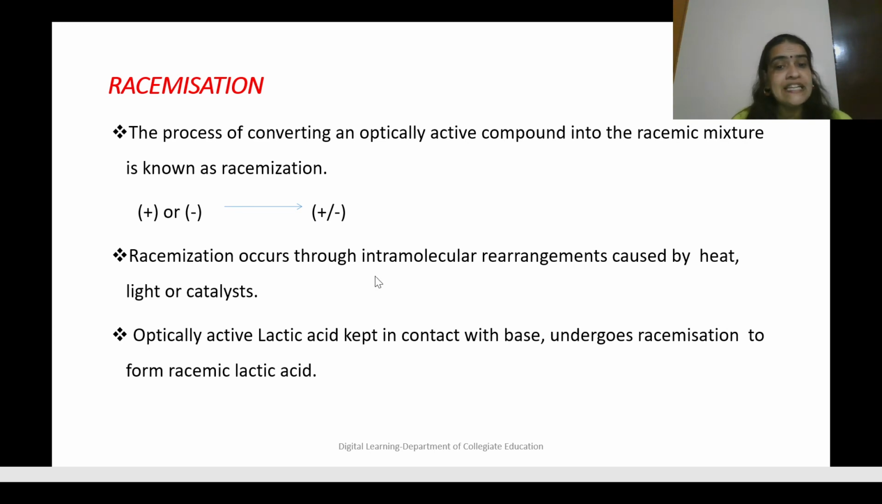Racemization occurs through intramolecular rearrangement caused by heat, light, or catalyst. How can we bring about racemization? Racemization can be brought about through heat, light, or catalyst. Now, optically active lactic acid kept in contact with base undergoes racemization to form racemic lactic acid. Optically active lactic acid means it can be D form or L form. When such a lactic acid is kept in contact with a base, an alkali, it undergoes racemization to form racemic lactic acid.